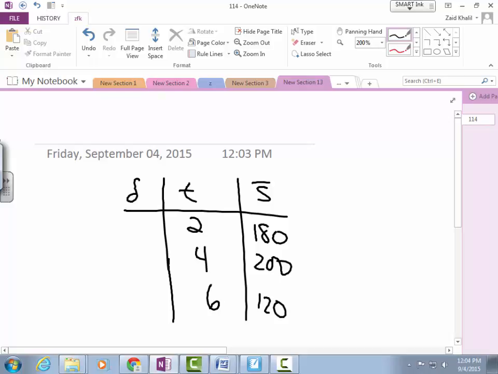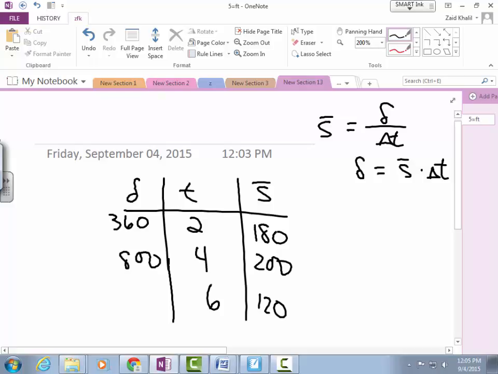Beautiful. So what is this begging us to do? Compute all of the distances. So this is just a straightforward algebraic rearrangement. S bar is equal to delta x over delta t. So we're changing time. Therefore, your delta x is equal to S bar times delta t. So you just multiply them. You got 360 here. You got 800 here. And you got 720 here. And in total, that's some number.